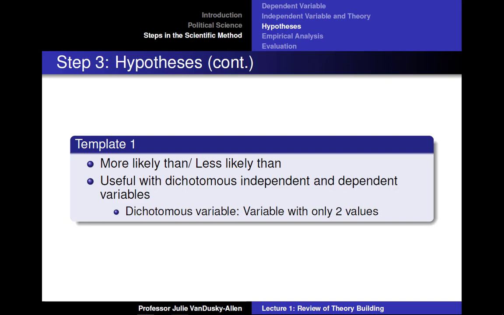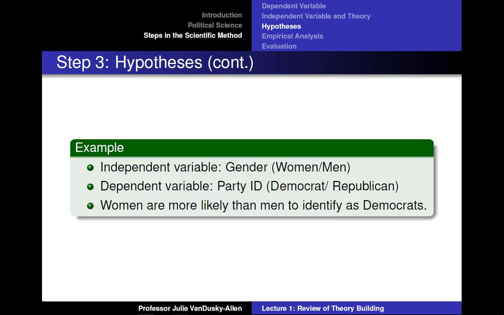This is the more likely than / less likely than template. This template is useful when you have an independent variable and a dependent variable that are dichotomous. Dichotomous just means that a variable only takes on two categories or values. For example, imagine your dependent variable was party identification. It only takes on two categories, Republican and Democrat, and your independent variable is gender, which also only has two categories, women and men. You could write, women are more likely than men to identify as Democrats.